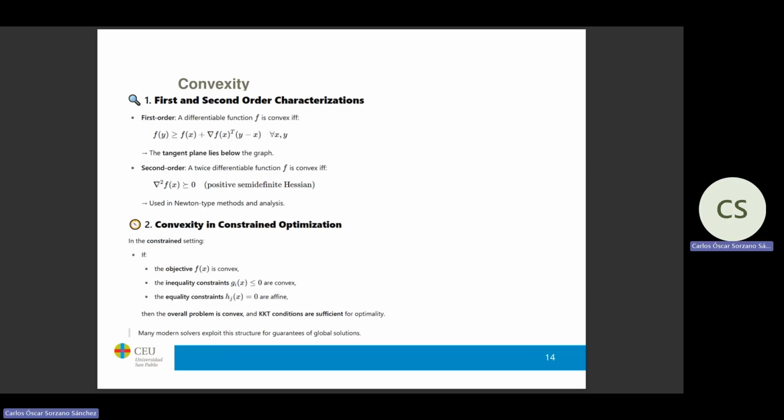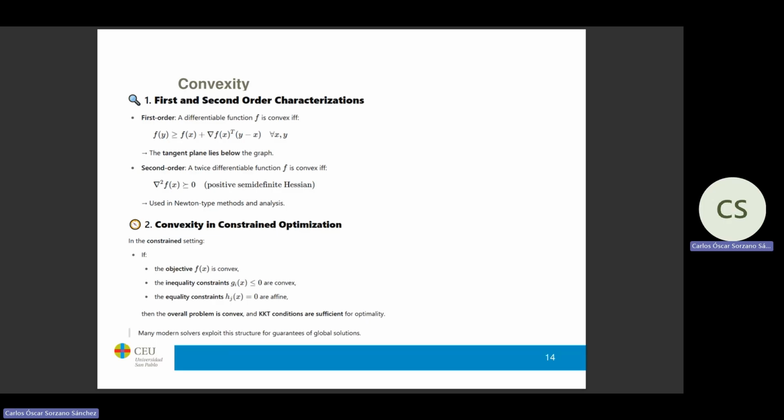Then what about constraint optimization? Let's say that you have an objective function that is convex, inequality constraints that are convex, and equality constraints that are affine. Overall, in the general setup these conditions are only necessary. So a point can be an optimum if it fulfills these conditions. But for this setup with convexity, they are also sufficient.